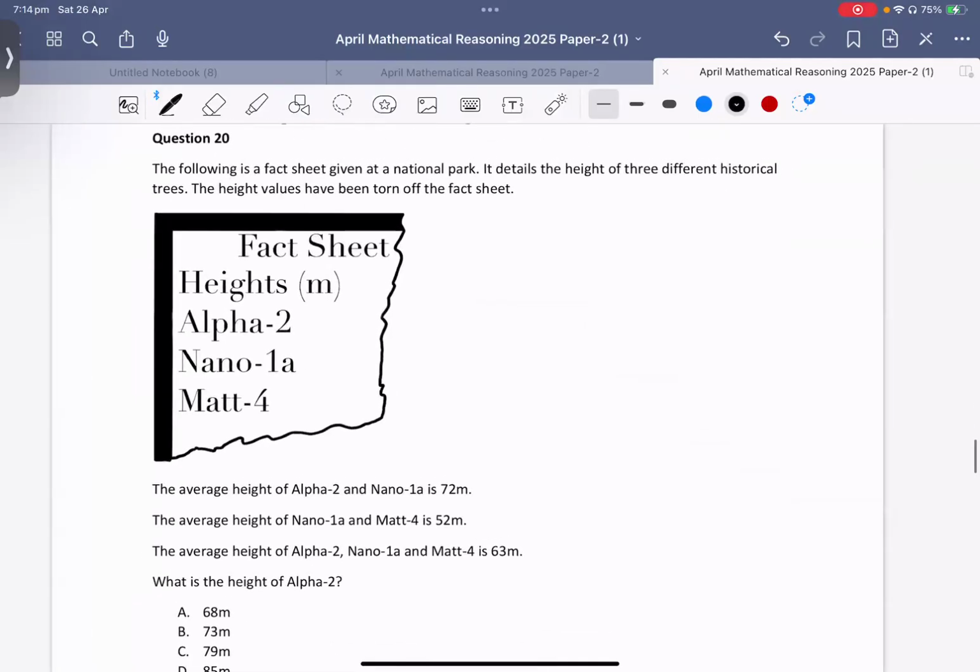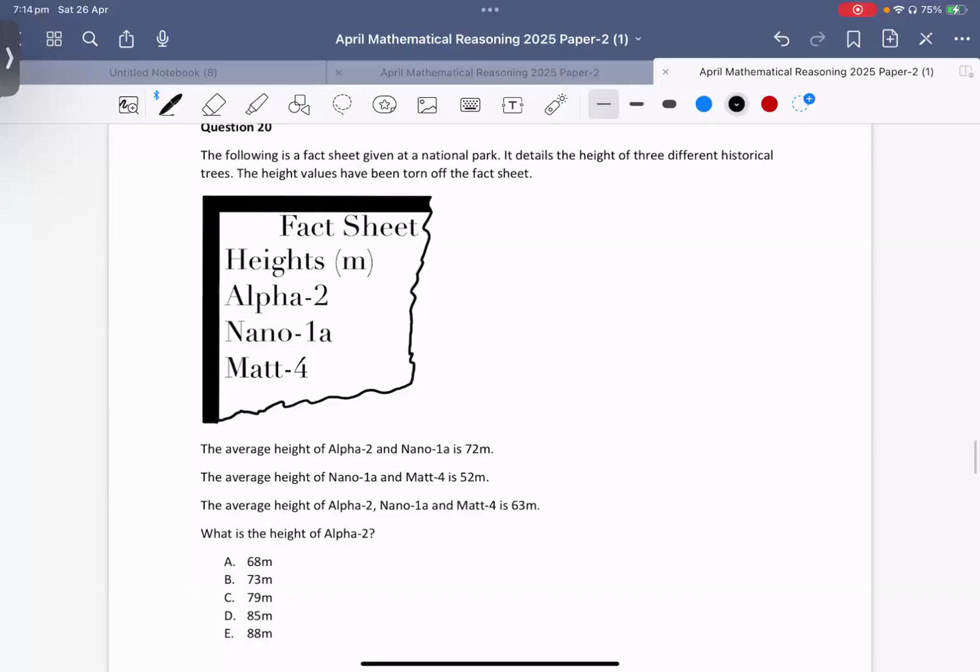Question 20. The following is a fact sheet given at a national park. It details the height of 3 different historical trees. The height values have been torn off the fact sheet. The average height of Alpha and Nano 1A is 72 meters. The average height of Nano 1A and Mat 4 is 52 meters. And the average height of all of them together is 63 meters.